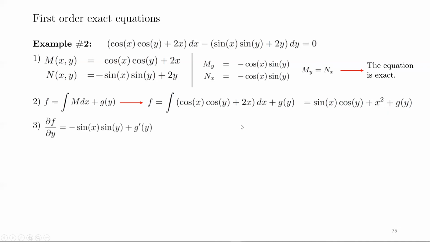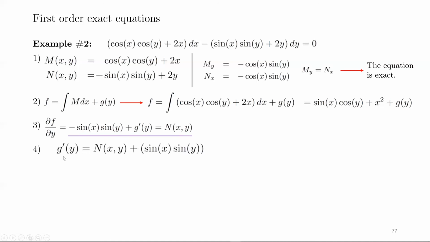Okay, so if I differentiate this function with respect to y, the derivative of cosine y becomes negative sine of y. X squared becomes 0 because it has no dependence on y. And this unknown function g of y becomes g prime of y. Again, we know that this partial derivative df by dy is equal to this function N by definition. So we can set this thing that we've calculated, the partial derivative of f with respect to y, equal to N.